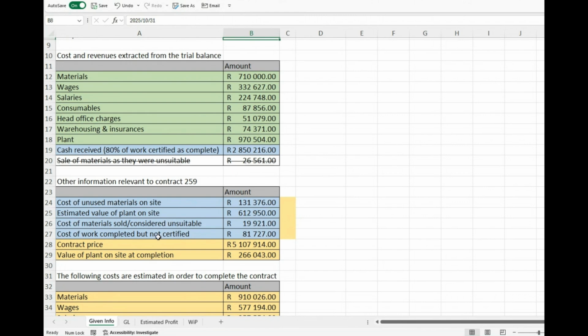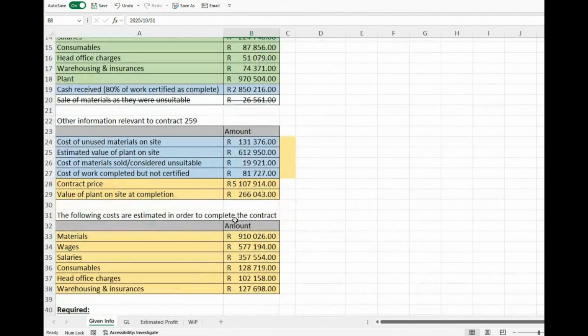And then you have cost of work that is completed but not certified. So you're going to show that as well, because it's completed but it's not certified, but really it's an income. So you're going to show that on the credit side of your general ledger.